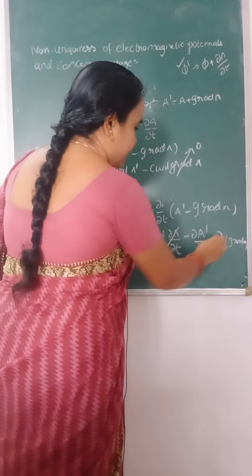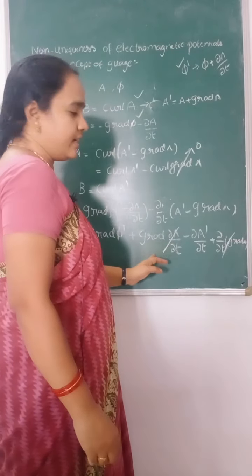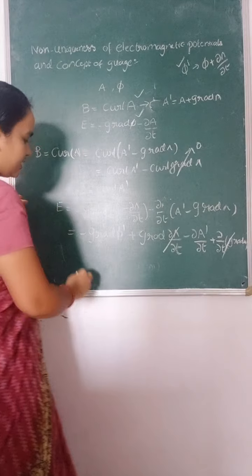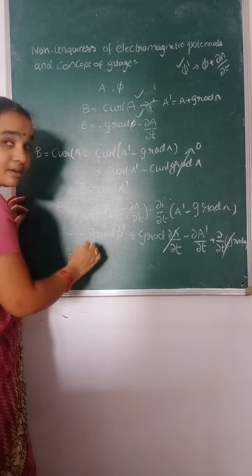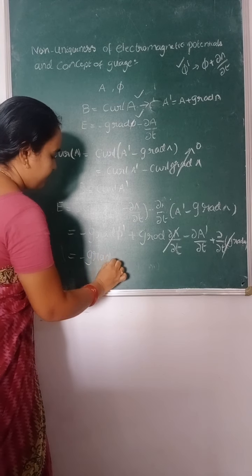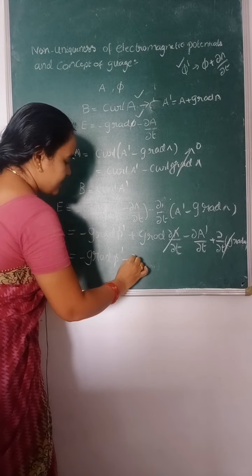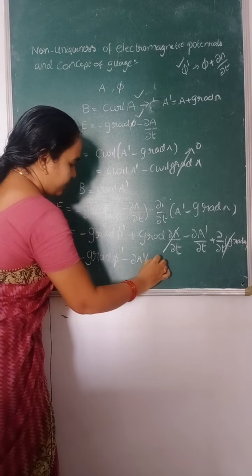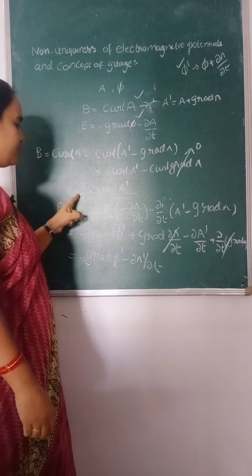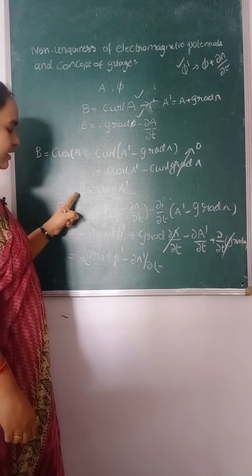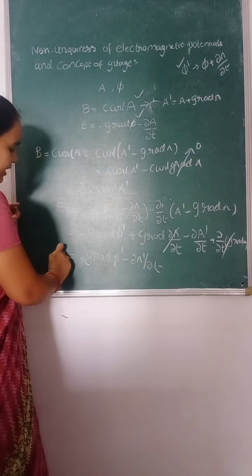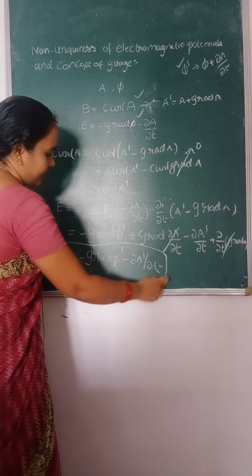These two get cancelled. Dou by dou t of gradient of psi and the gradient of dou psi by dou t are the same, that is E is equal to minus gradient of phi dash minus dou A dash by dou t. So if you observe, for the set of A dash values we get the same magnetic field vector. For the set of A dash and phi dash values we get the same electric field vector.